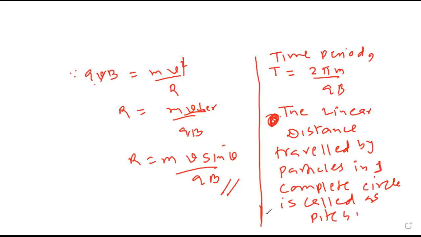So unless you write it, you will not remember. So always remember the start: QVB equals MV square by R.